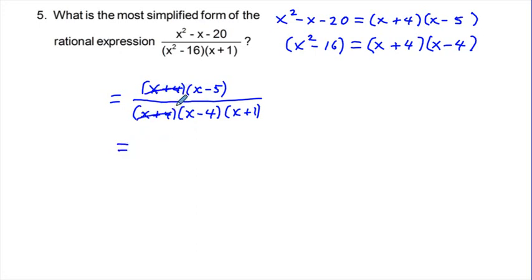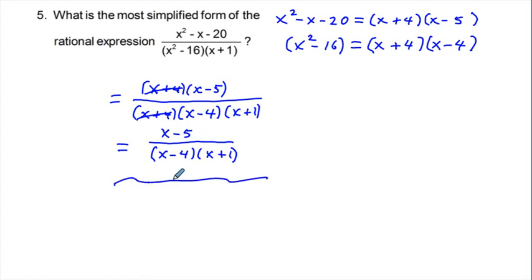And so our simplified rational expression is, we have in the numerator x minus 5, and we don't have anything to multiply this x minus 5 by, so we can just leave that in the numerator without parentheses. In the denominator we have quantity x minus 4 times quantity x plus 1, and so that should be our most simplified form of this rational expression.